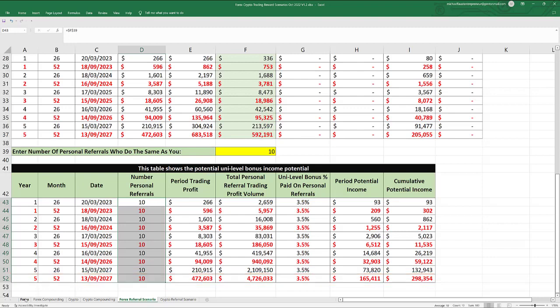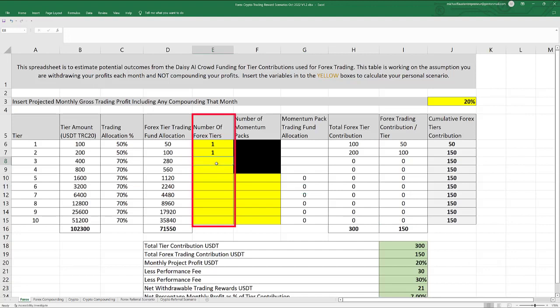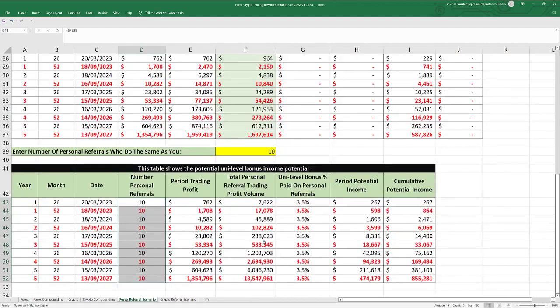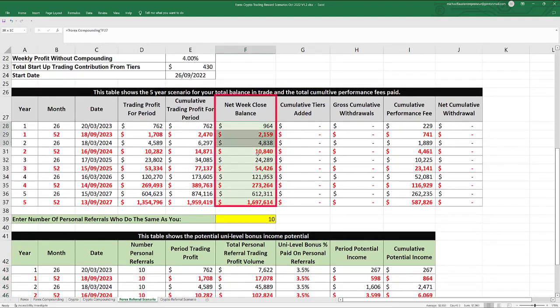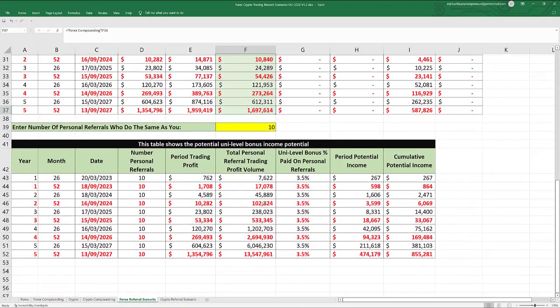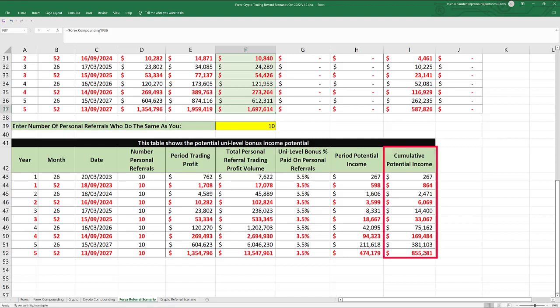But let's say that everybody upped their game a little bit and decided to go to tier 3. So we add that in. Go back to Forex referral scenario, and we see that your closing balance at the end of year 5 is significant. Now we've got 1.697 million, enough to buy a home and put some funds to work and have a passive income. And from the referral side, over $855,000 that you've made. And what did you do? You just helped 10 people reach an outcome where they can also achieve life-changing results.